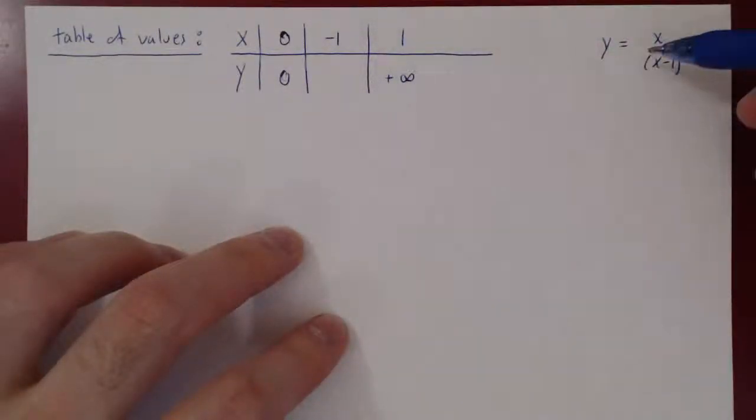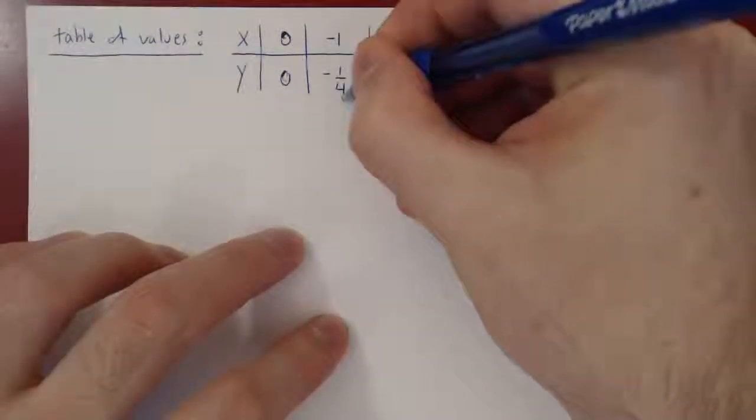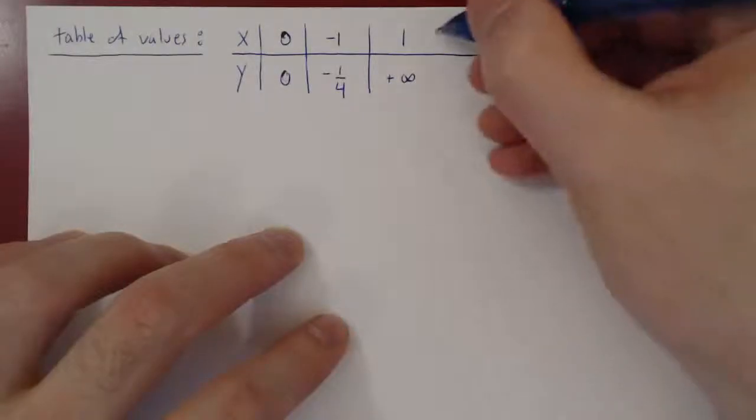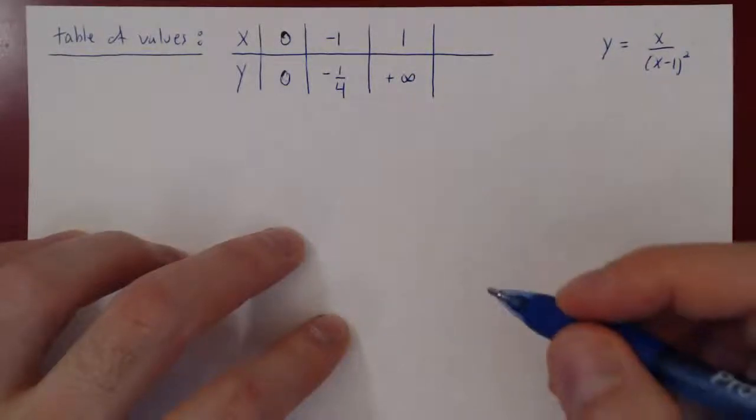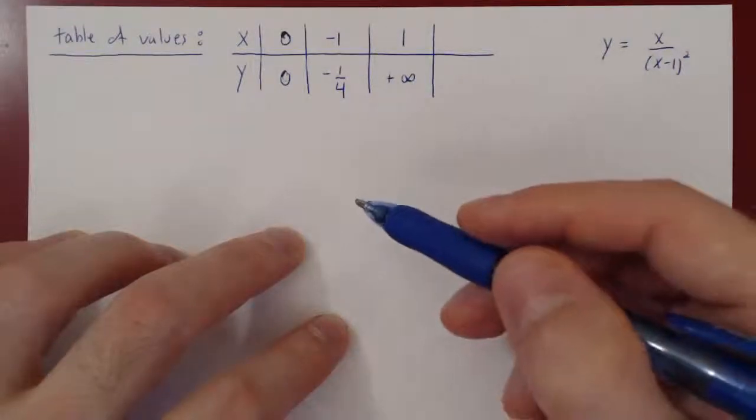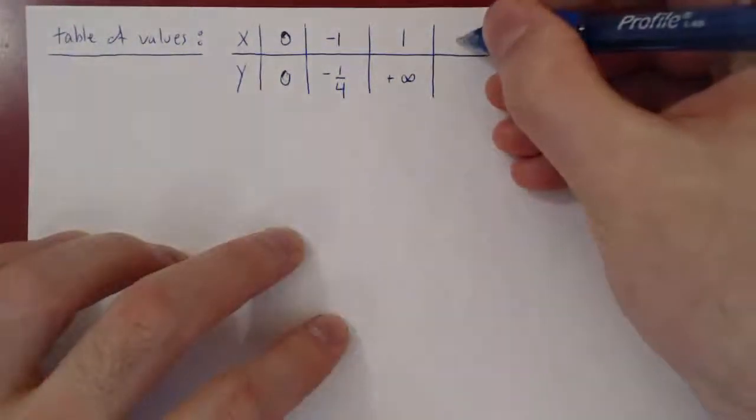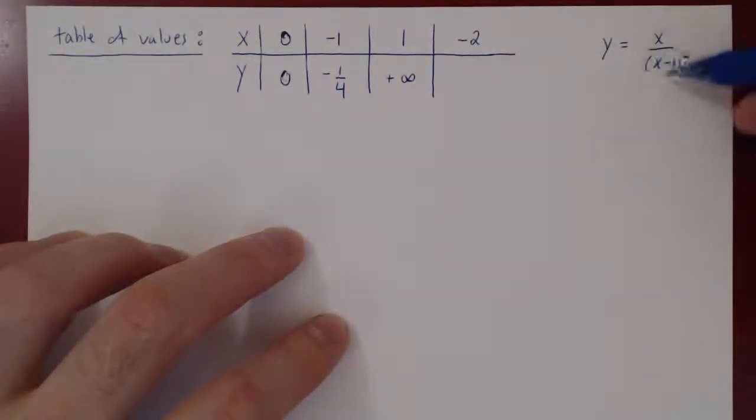At -1, if you plug in -1 in here, you'll have -1 over -1 minus 1, which is -2. -2 squared is 4, so you'll get -1/4. And of course we have our inflection points, or possible inflection points. One was again the vertical asymptote, and the other possible inflection point was x equals -2. Now, if you plug in here -2, you'll get -2 over -3 squared, which is 9, and so you get -2 over 9.